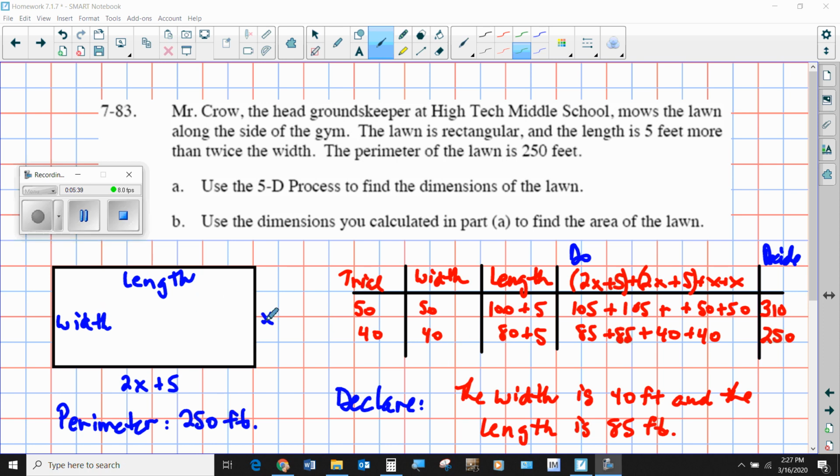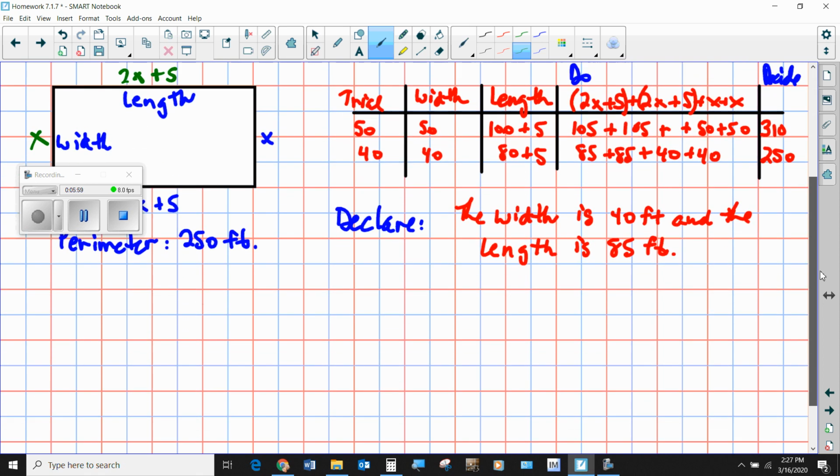I don't know what the width is, and I don't know what the length is, but I know that it is 5 more than 2 times whatever the width is. Since we are trying to find perimeter, you know that we're going to add up all 4 of those sides. So we've got 2 sides that are 2x plus 5 and 2 sides that are x. Now, if you want to use the guess and check table, go ahead. I would prefer to solve it algebraically.